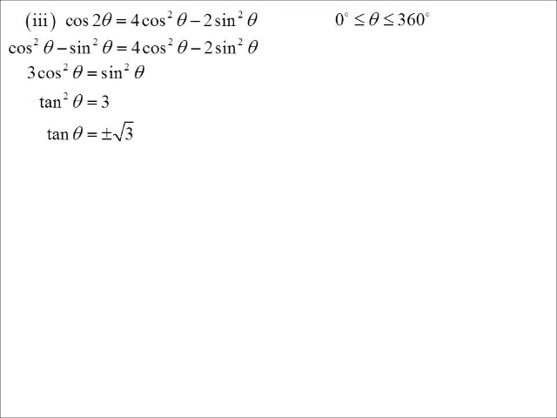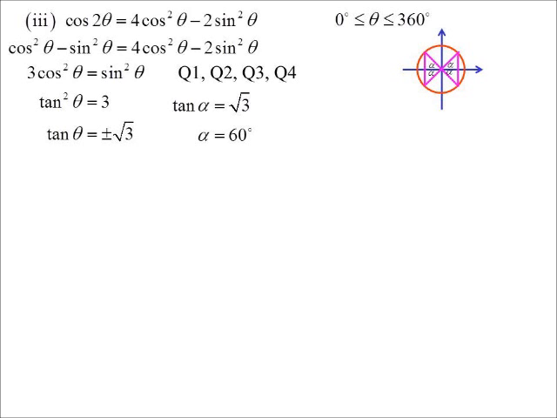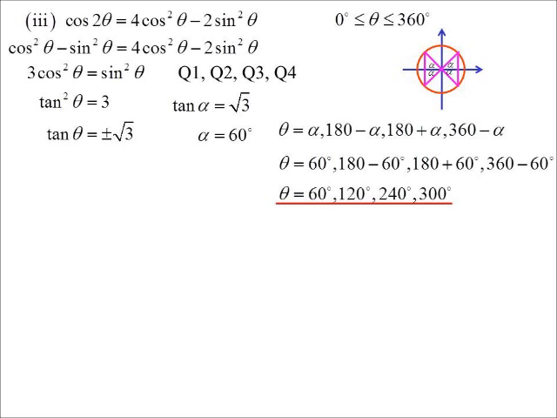So I've ended up with tan theta, again, remember plus or minus root 3. So we're expecting 4 answers here. We're in all 4 quadrants. And we want to find our acute angle, also one of our exact values, 60 degrees for this one. So in all 4 quadrants, we end up with 60, 120, 240, 300.